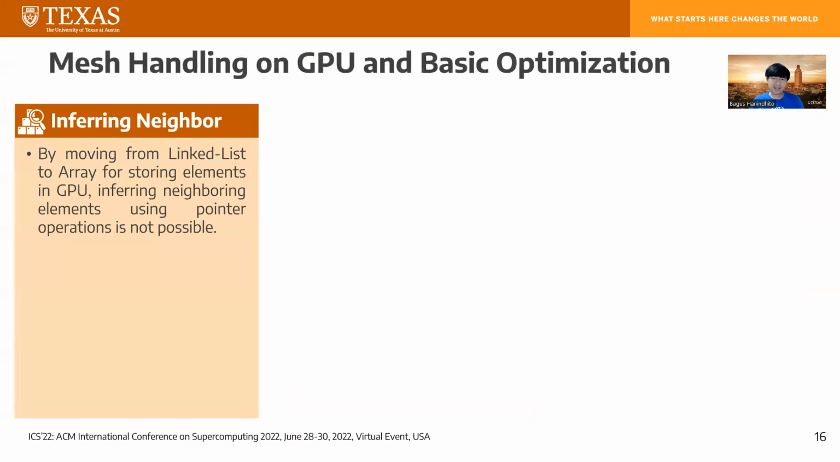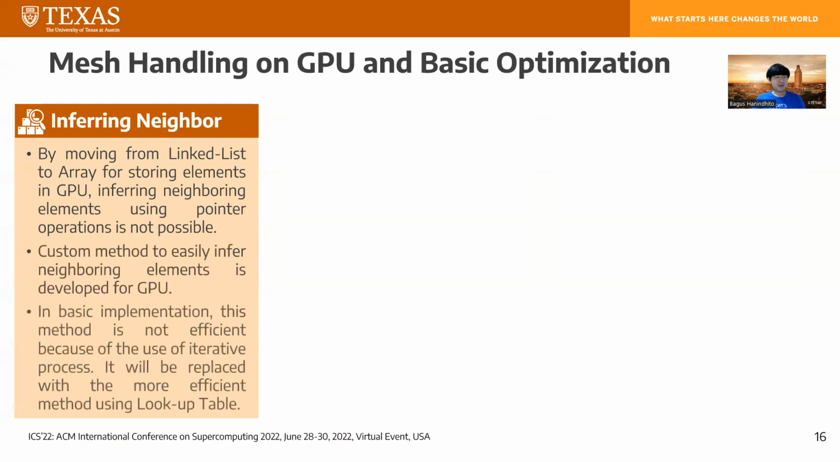But because we eliminate the ability to infer the neighboring elements using pointer operations, we need to develop our custom method to find out which elements are neighboring which elements. The basic implementation itself is not that efficient because of the iterative method, but we will replace this method with a more efficient LUT-based neighbor lookup in the more optimized GPU implementation.